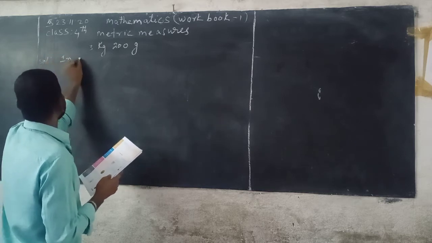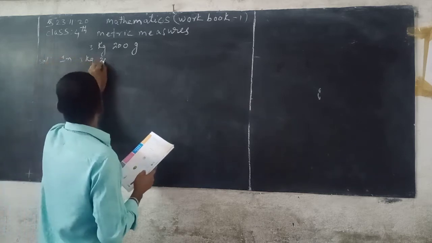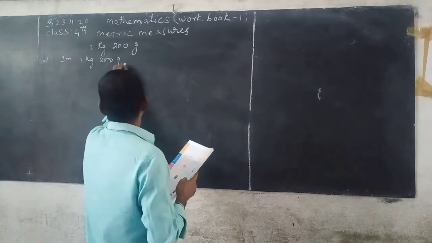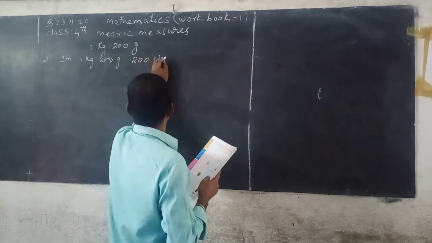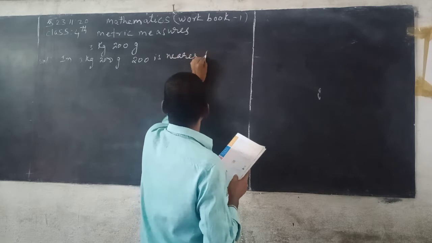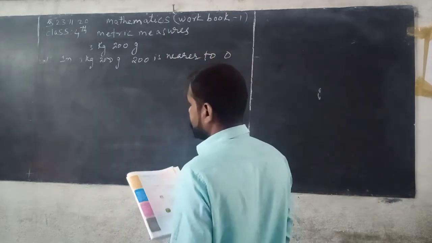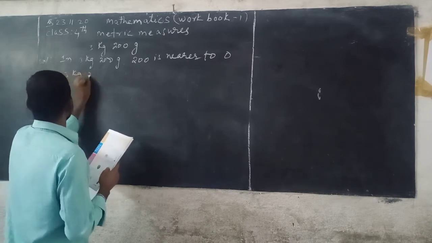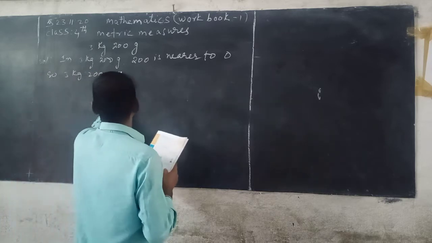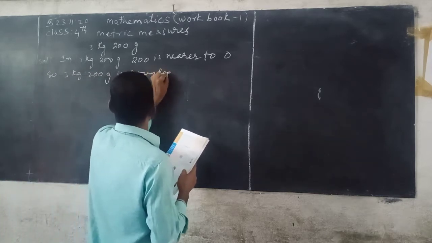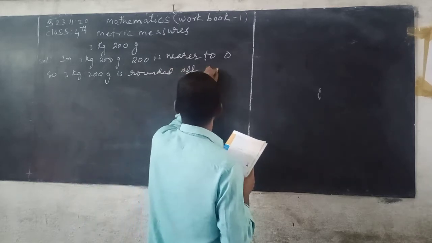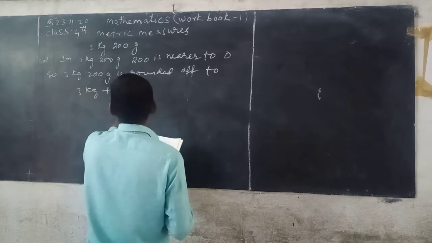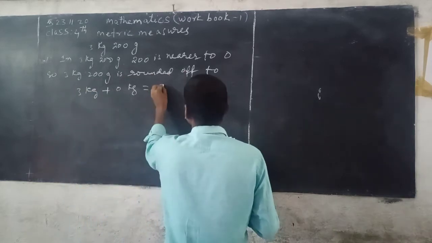In 3 kg 200 grams, 200 is nearer to 0, not 1000. So 3 kg 200 grams is rounded off to 3 kg plus 0 kg. You can get 3 kg.